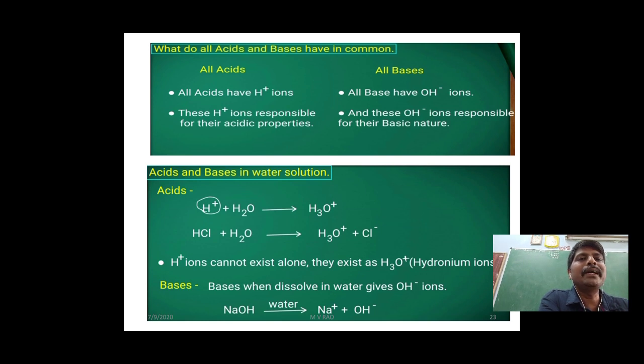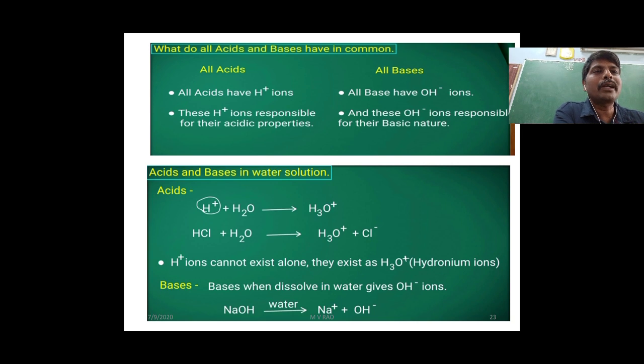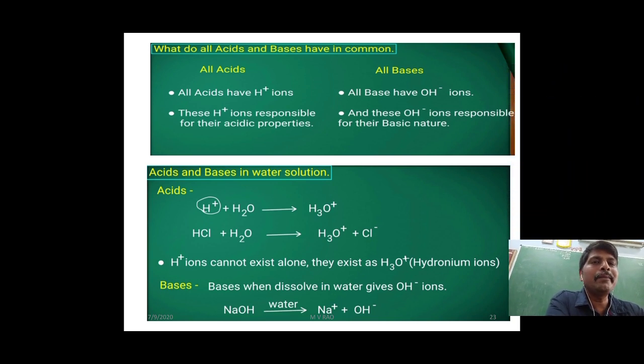Now acid and base in water solution. HCl in water gives H plus ion. Later that H plus combines with water to give hydronium ion. This is a very important point to note: H plus ions cannot exist alone. These H plus ions combine with water and exist as H3O plus. What is the name? Hydronium ion. So this is about common points related to acid and base.